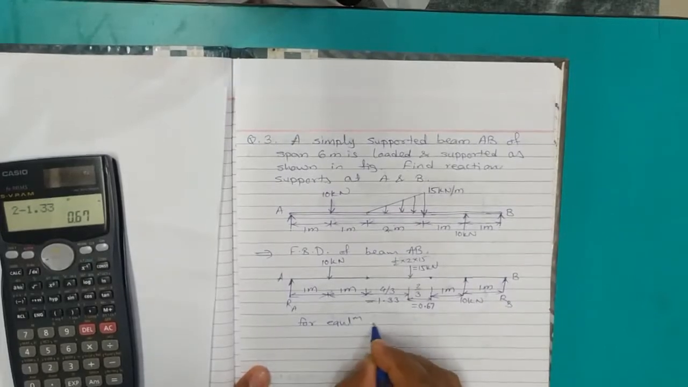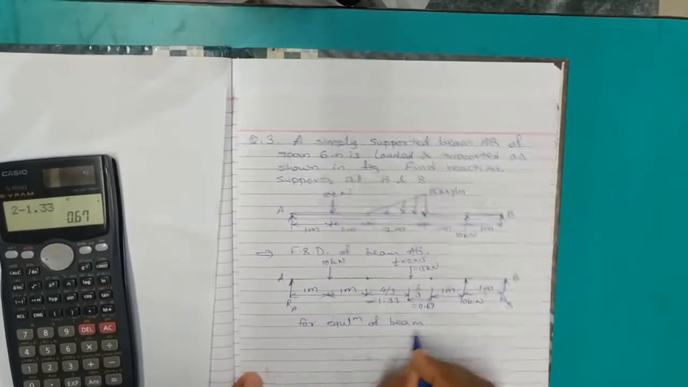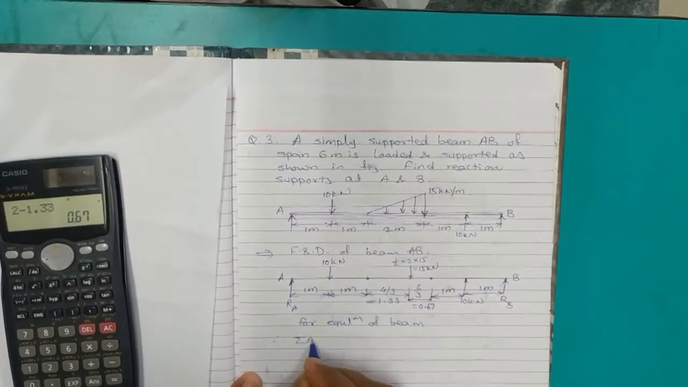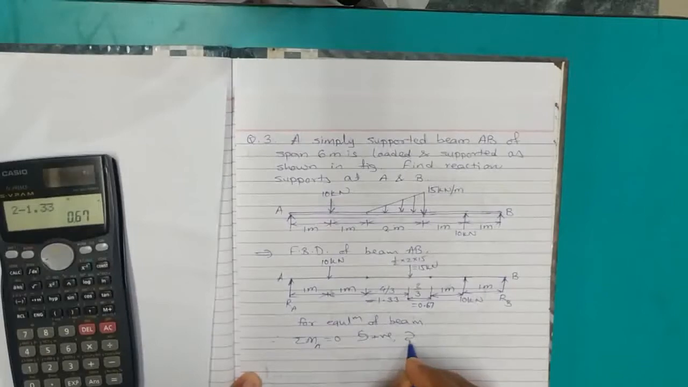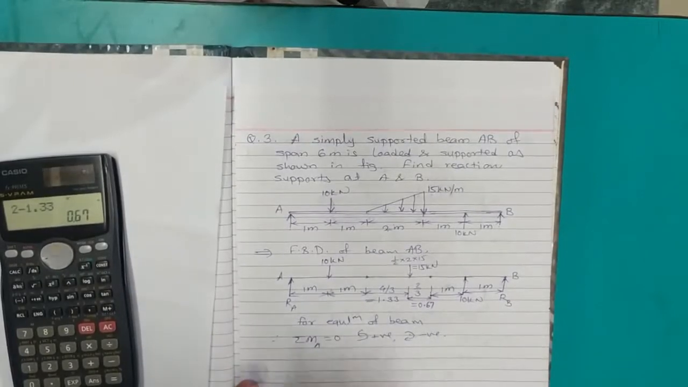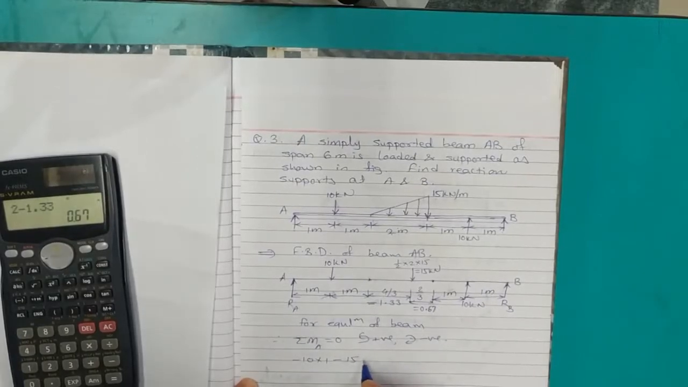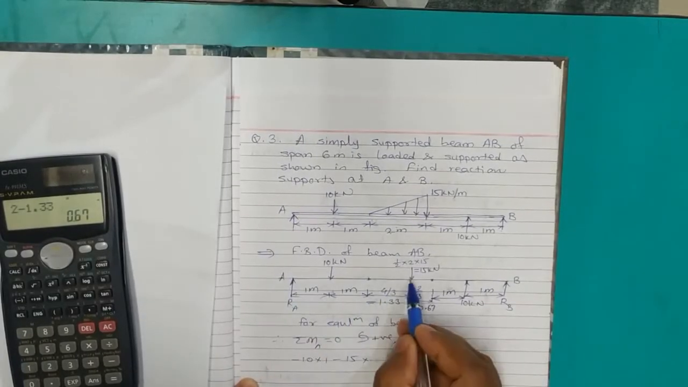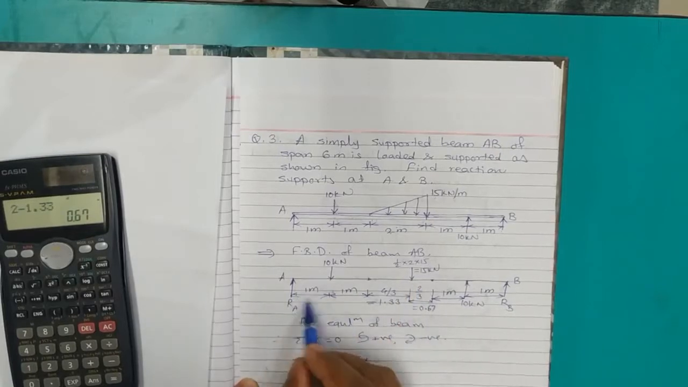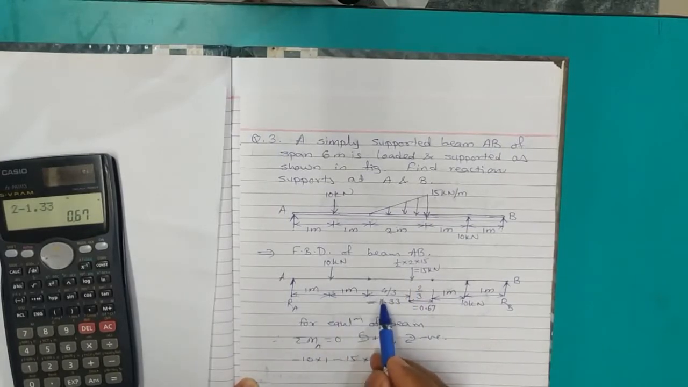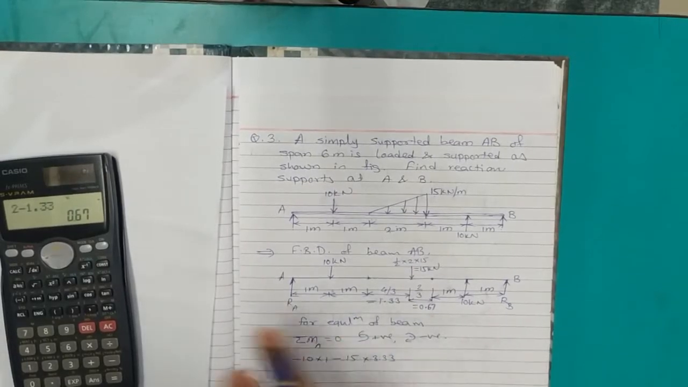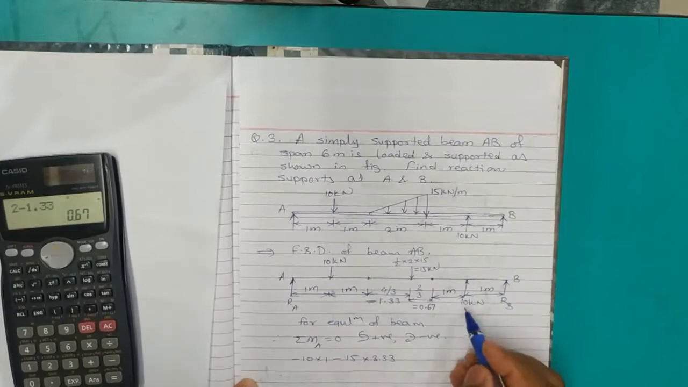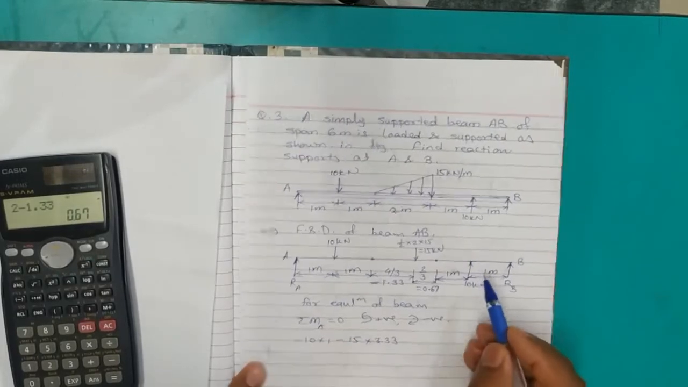For equilibrium of beam, let's say summation MA is equal to 0, taking anti-clockwise positive and clockwise negative. Let's minus 10 into 1, minus 15 into, from point A up to this 15 kilonewton load, the distance is 1 plus 1 plus 1, that is 3.33.